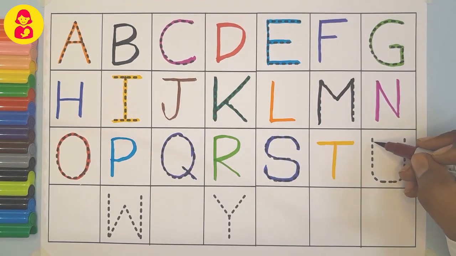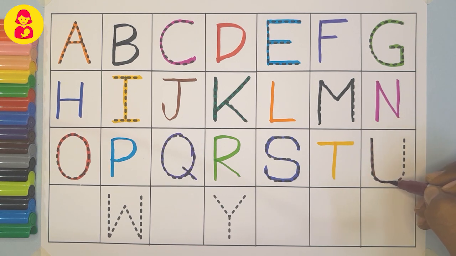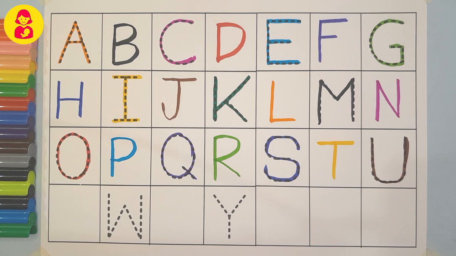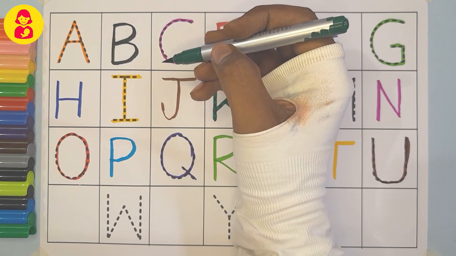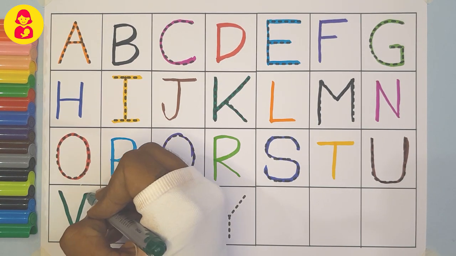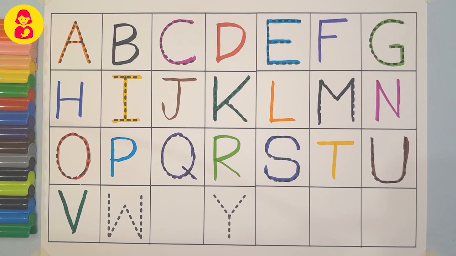Brown color. U. U for umbrella. U for umbrella. Dark green color. V. V for van. V for van.